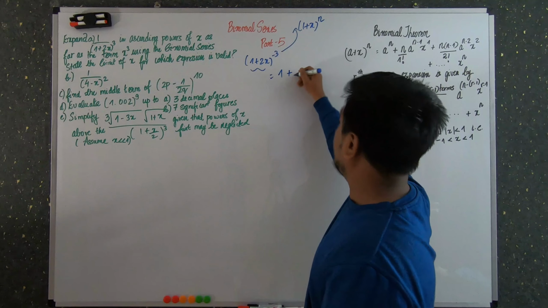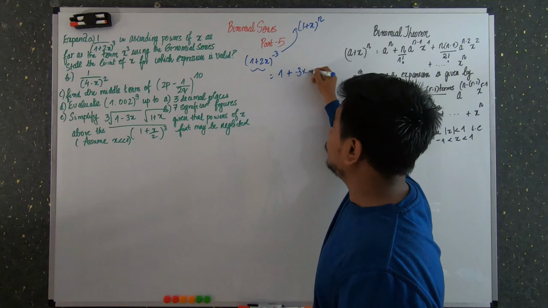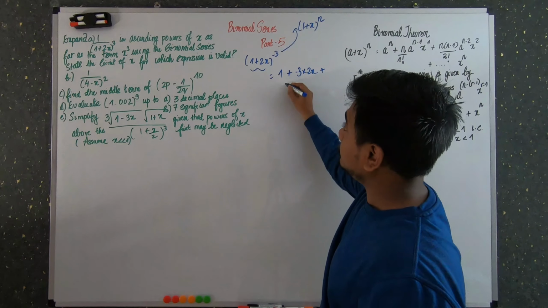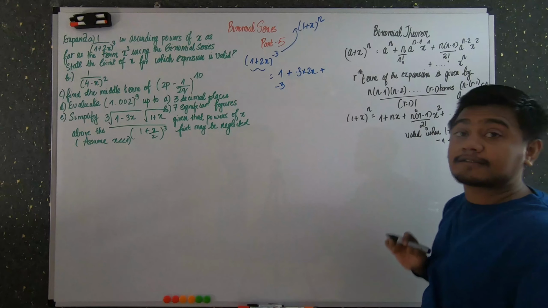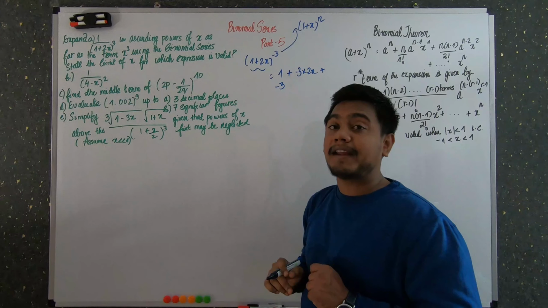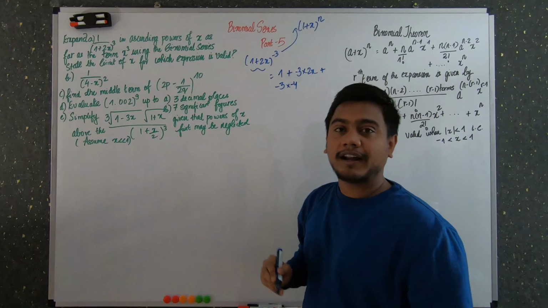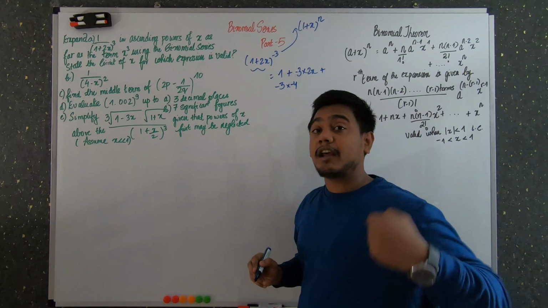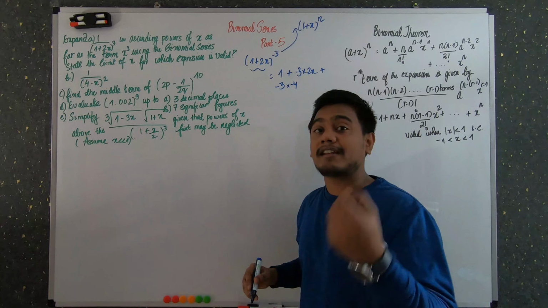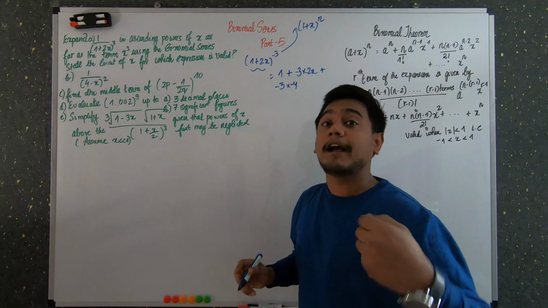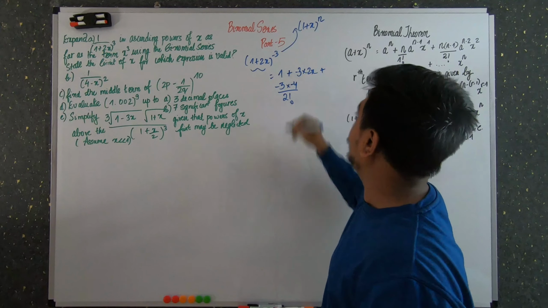1 plus nx, where n is minus 3, so minus 3 into 2x. Next term would be what? Minus 3 into n minus 1. Remember that. What is n minus 1 over here? It is minus 4, right? Because as you subtract 1 from a negative number, the magnitude increases. So minus 3, when 1 is subtracted, becomes minus 4. So minus 3 into minus 4 by 2 factorial.